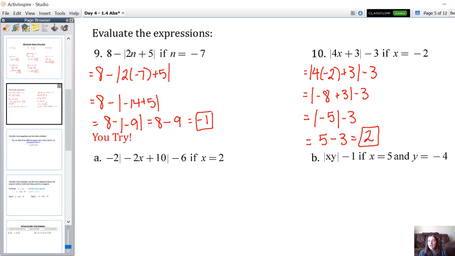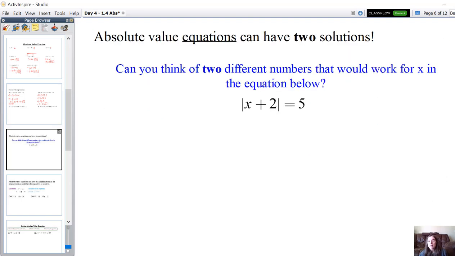Next, we're going to talk about absolute value equations. Now, with absolute value equations, you can have two solutions. So here's our first example. We've got the absolute value of x plus 2 equal to 5. Our goal here is to solve for x.